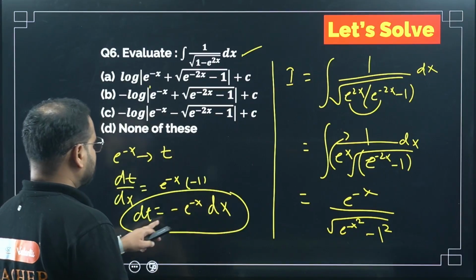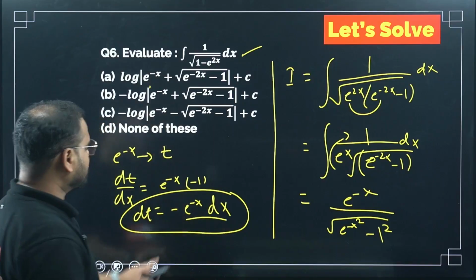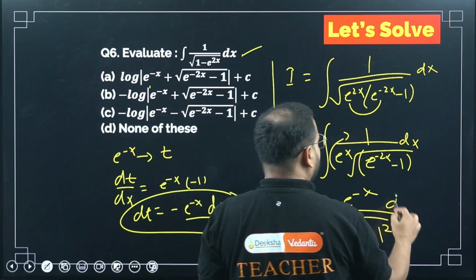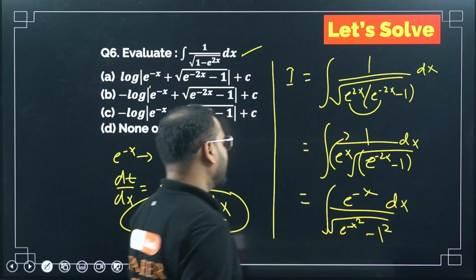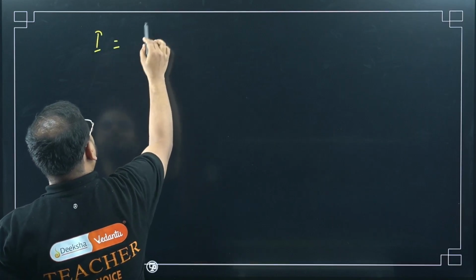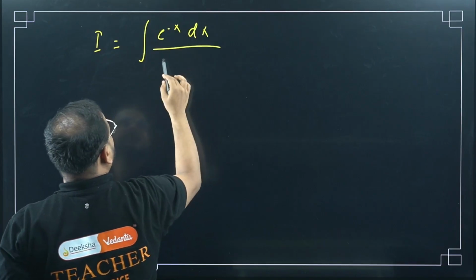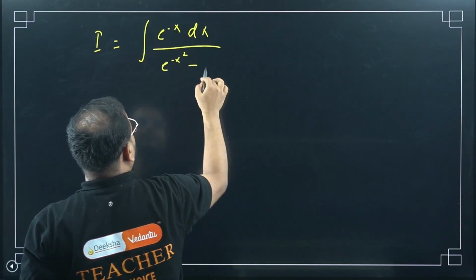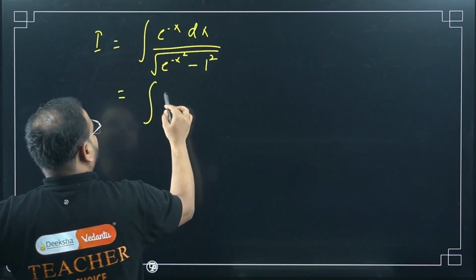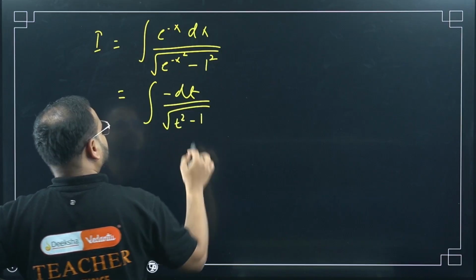So I can write this part simply as minus dt, because this minus sign is there. So there's no minus sign over here. Okay. Now check this question. So my I will become, I'll write it once more just for reference. I have e power minus x square minus 1 square in the root. Now please have a look. It will become minus dt upon root of t square minus 1.